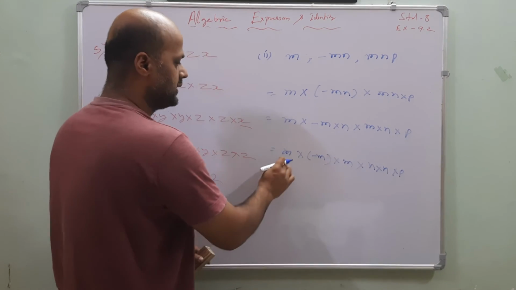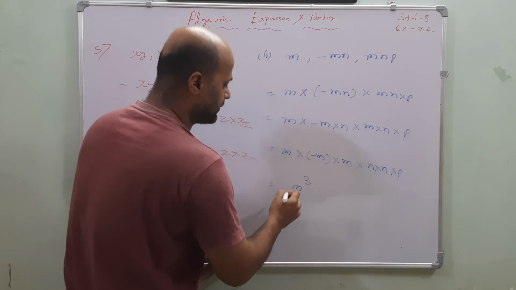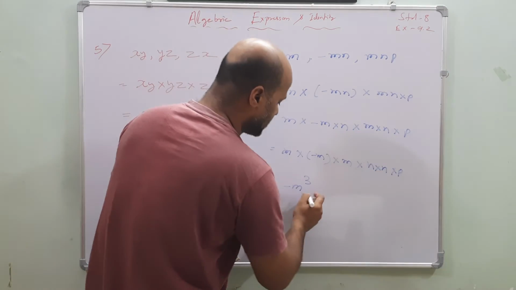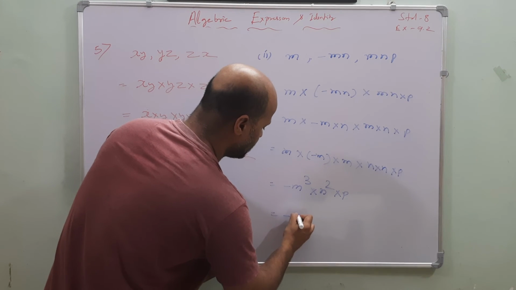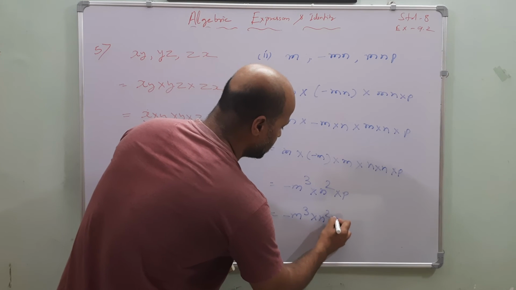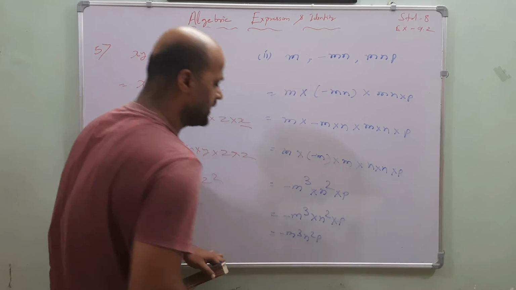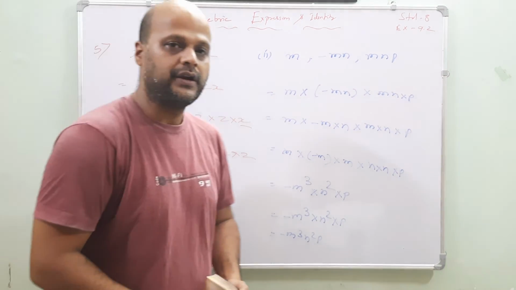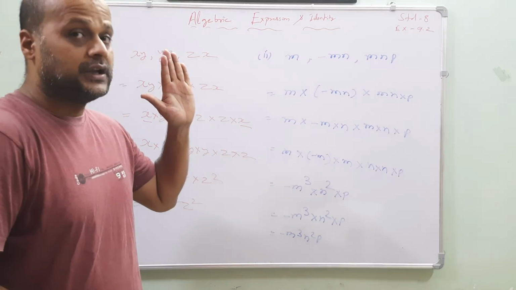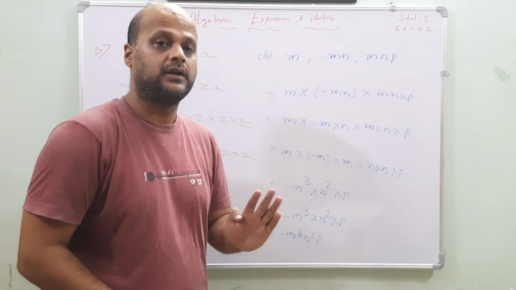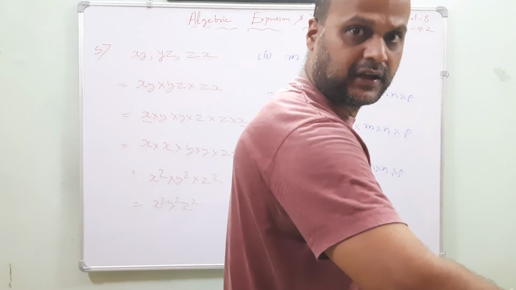Now how many m's are there? m into m, m square. m square into m, m cube. But here minus is there, so put your minus. How many n's are there? n square into p. So what is the answer? Minus m cube n square p, or minus m cube into n square into p, is the answer of your given data. Understood, my dear friends? Like this manner you have to solve it in a very careful manner so that you have no mistakes. Okay, very good. So we go for another one.